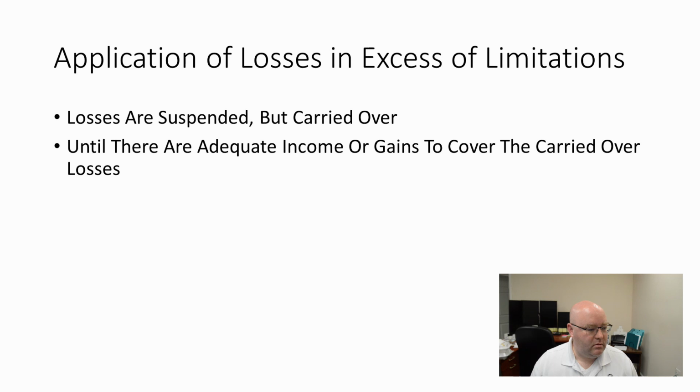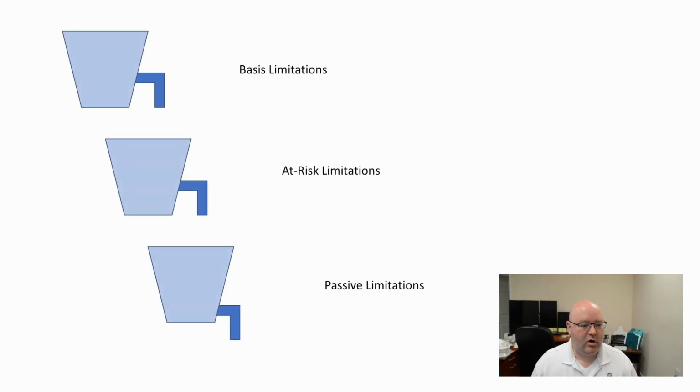So once again, taking a look at this, these are our three buckets. Again, if your losses go through this and you have sufficient basis, it's going to leak out and come over to the at-risk limitations. And then if you have sufficient risk, it's going to leak out and head over to the passive limitations. I would highly recommend that you watch our passive limitations video in order to wrap up this series. I think it'll work out very well and very nice for you. And if you have any questions, feel free to reach out to us.